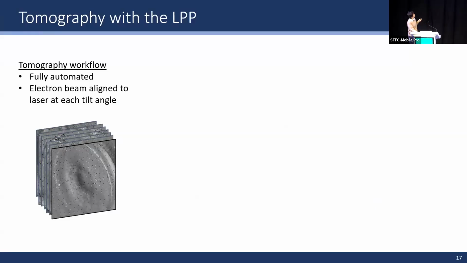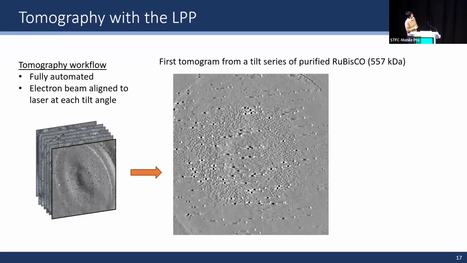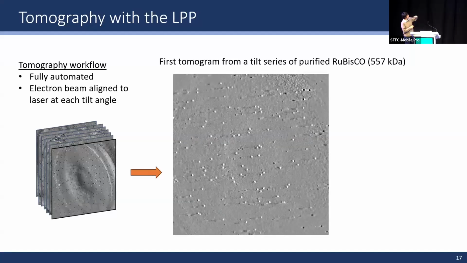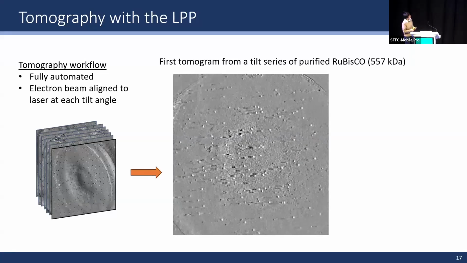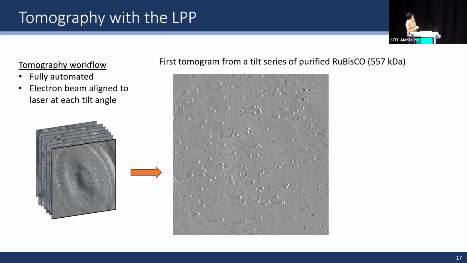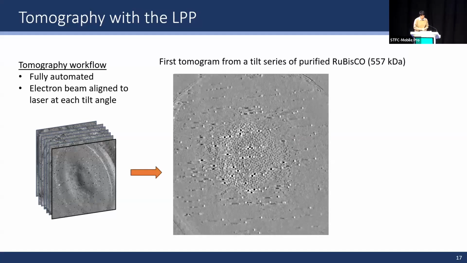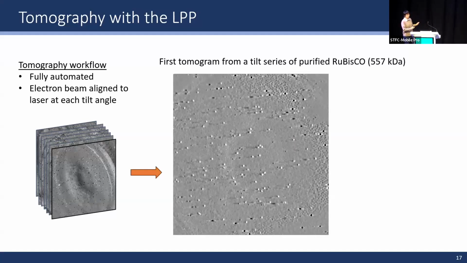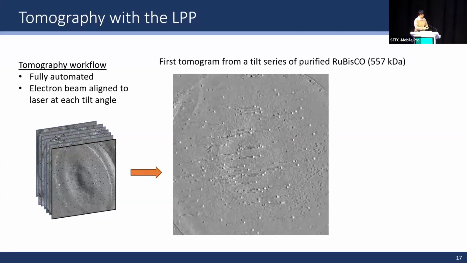From a tilt series, we can reconstruct a tomogram. This is our first attempt at a tomogram, just on an SPA sample of Rubisco. You're looking at it going through Z slices in this movie. You can really see these particles pop in and out. This is really exciting. This really allows us to see these particles really nicely. And with the faceplate, we can reliably reconstruct these tomograms.